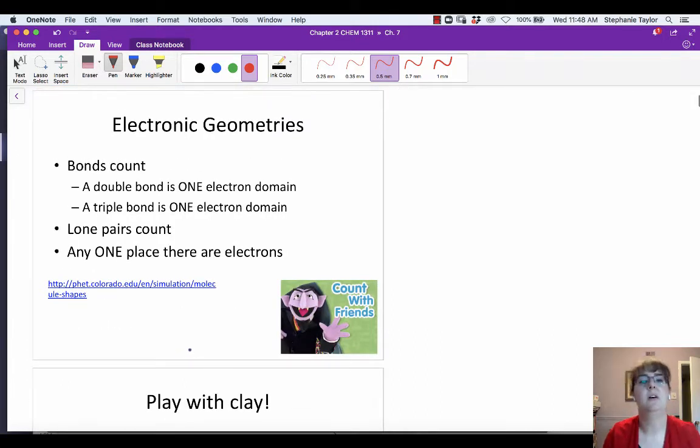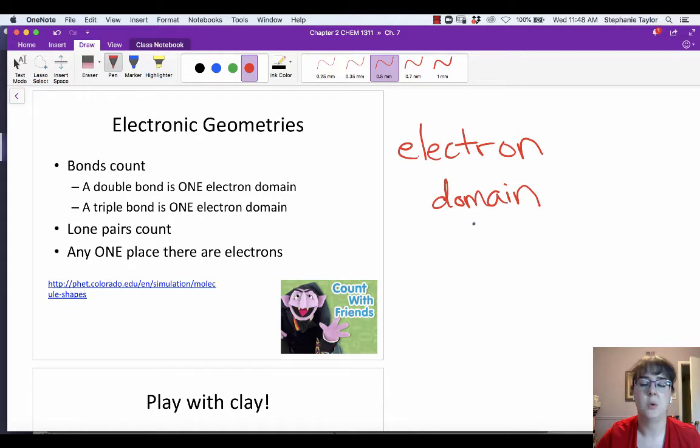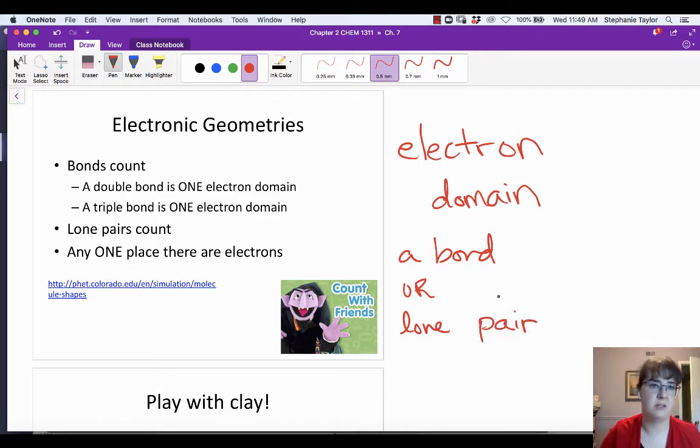We are going to be counting what we call electron domains or electronic geometries. So you're going to hear a few different terms that I'm going to bounce back and forth between, but they are going to be similar and related. So what we're going to be doing is counting oftentimes electron domains. An electron domain is either a bond, doesn't matter what kind, single, double, triple bond, doesn't matter, or it could also be a lone pair. These are areas where we know we have electrons.